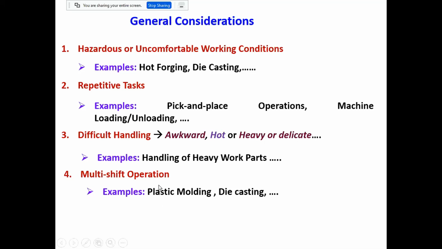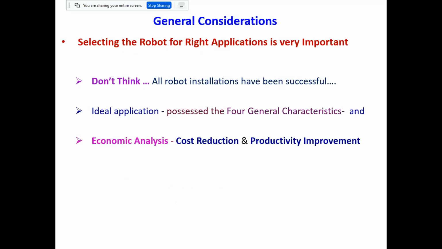Then multi-shift operation. The initial investment cost of the robot can be spread over the 2 or 3 shifts per day. The labor saving will result in a quicker payback. For example, you will see it in plastic molding, die casting, welding, many applications. These are the 4 important considerations you have to make in the workplace layout when we are installing the robot.